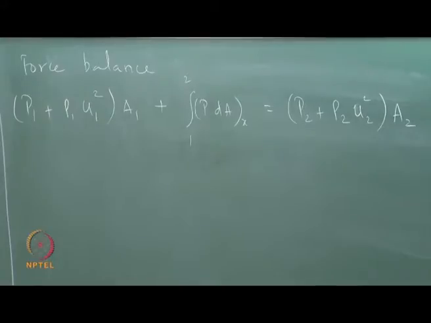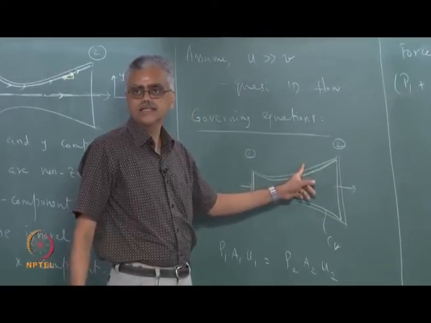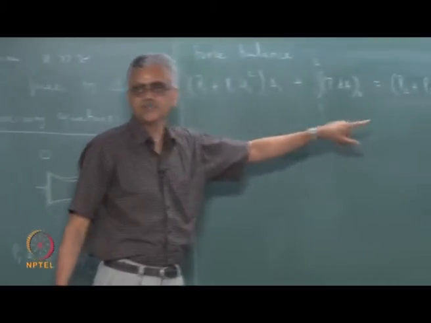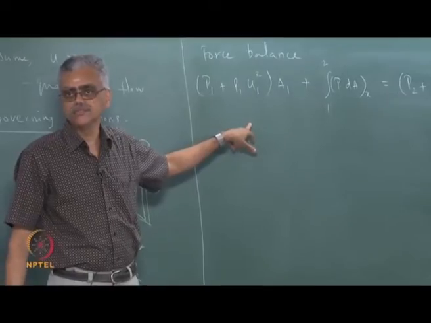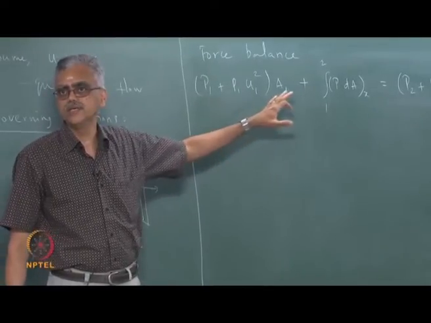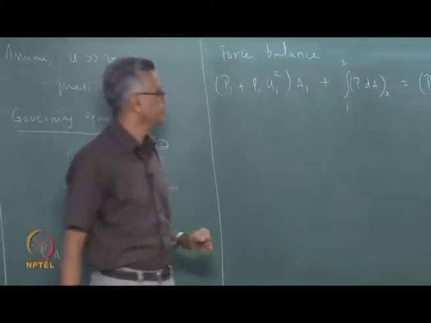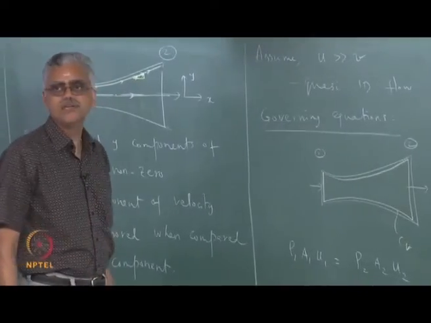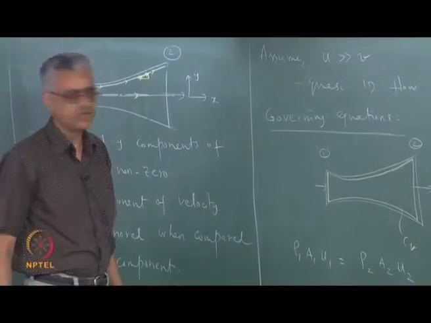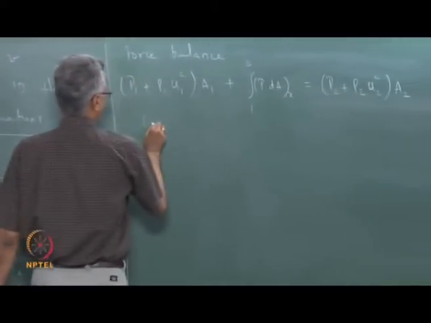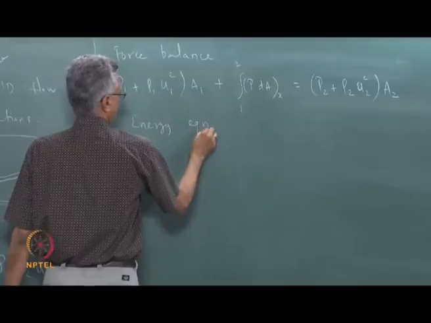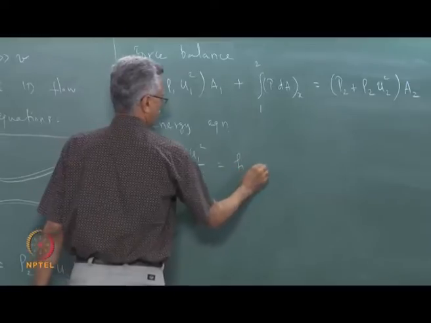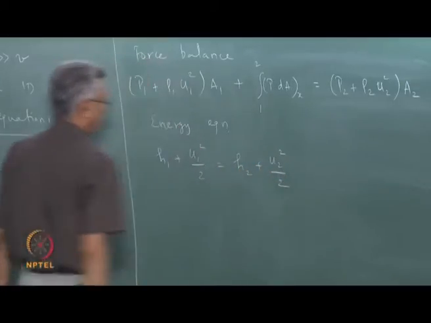Notice that the pressure force acts normal to the surface and there is a component of the force which acts in the x direction. So, we are writing force balance in the x direction because this is a quasi one dimensional flow. We are not worried about the y direction. This is only the force balance in the x direction. The energy equation remains the same as before, there is no heat addition or heat removal. So, energy equation is H1 plus U1 square over 2 is equal to H2 plus U2 square over 2.